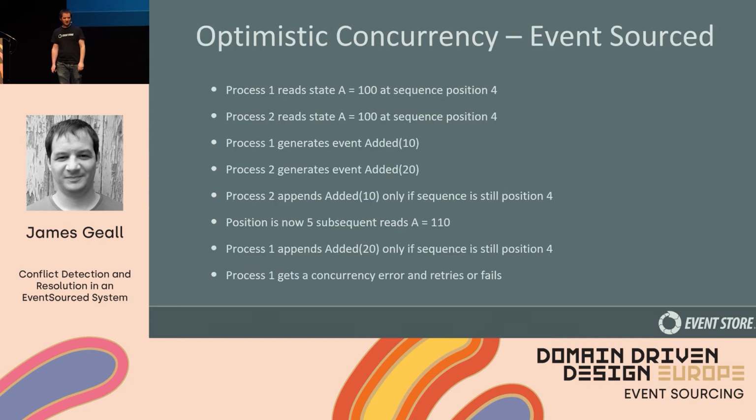So what does optimistic concurrency look like for event sourcing? I talked a bit about stream positions there.